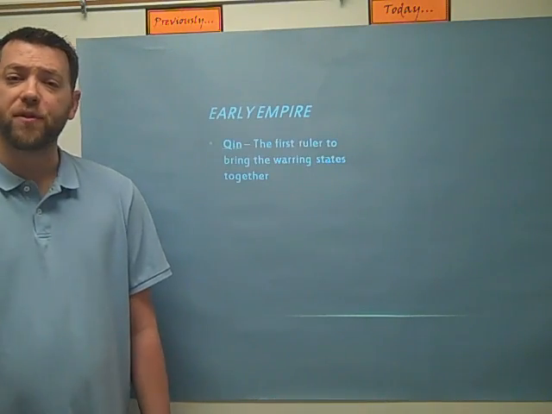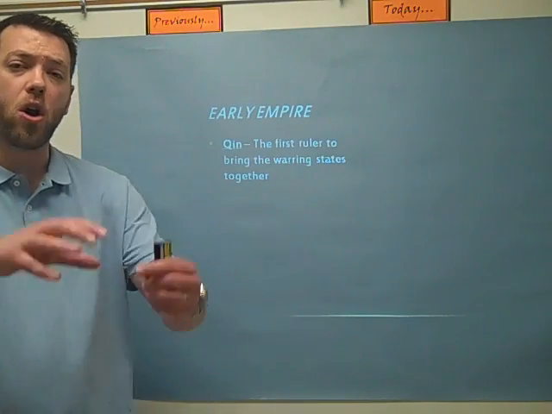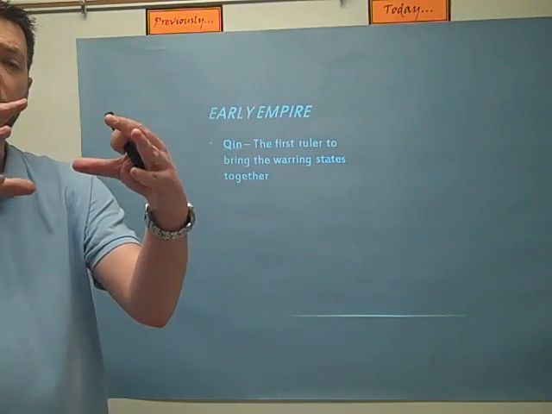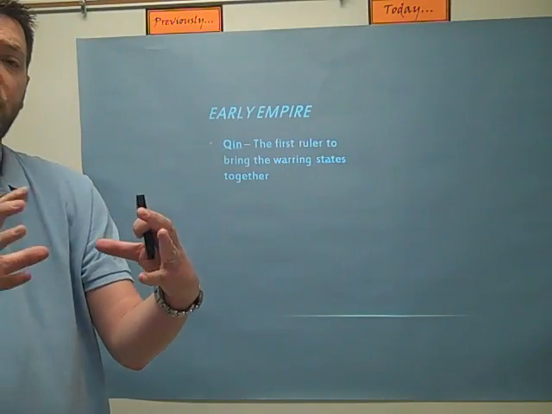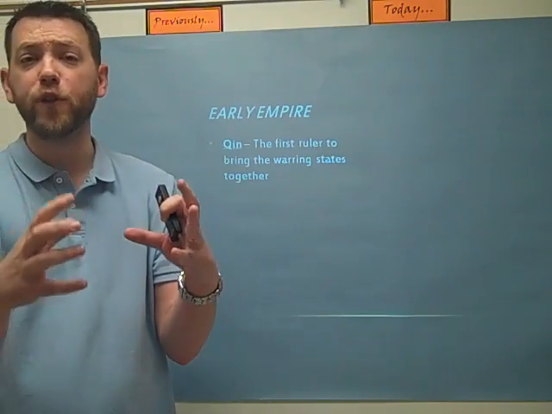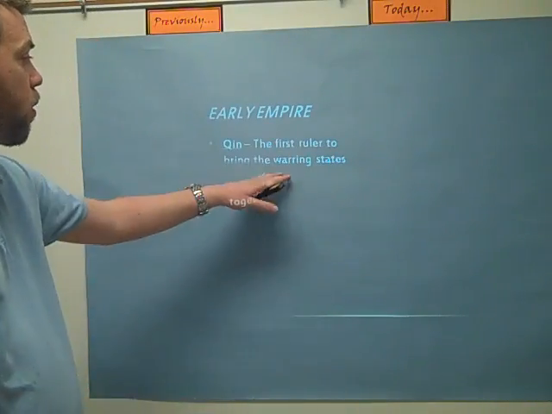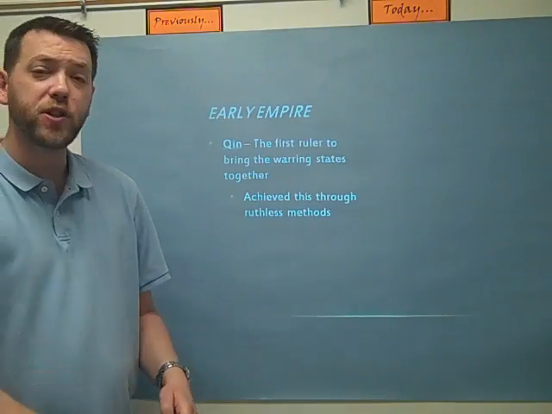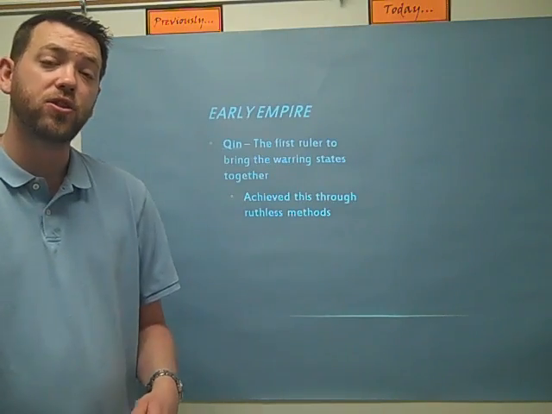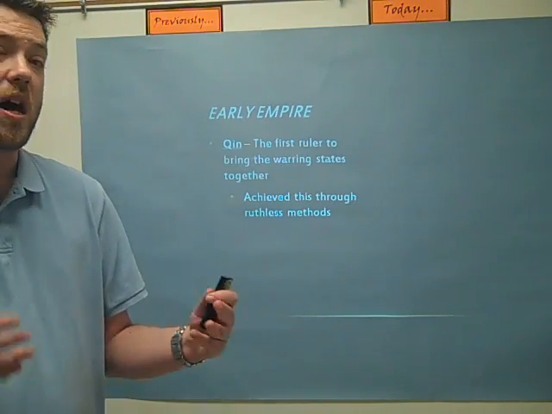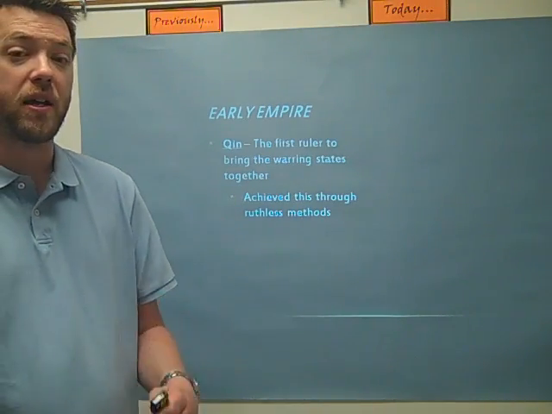The Emperor Qin was the first ruler to bring all the little pockets of states in China together. What was happening here is kind of a feudal system where everybody was fighting each other, and so we call those warring states. He was the first to bring them together, and he achieved this through ruthless methods. He did a lot of bad stuff to make everybody united.